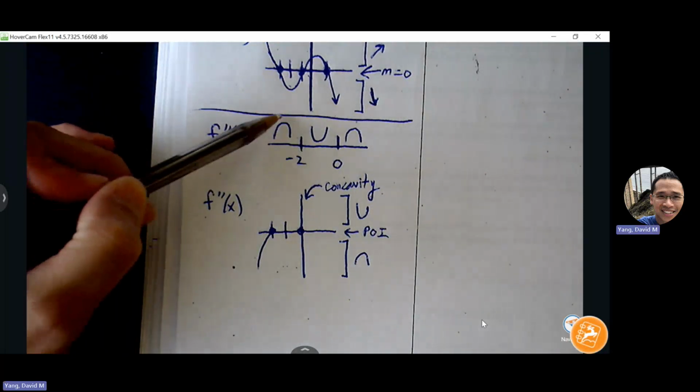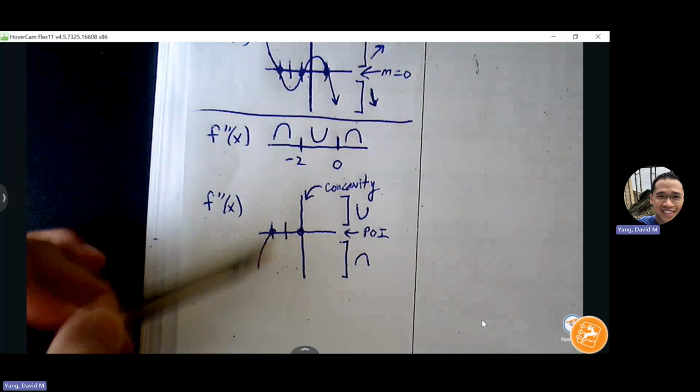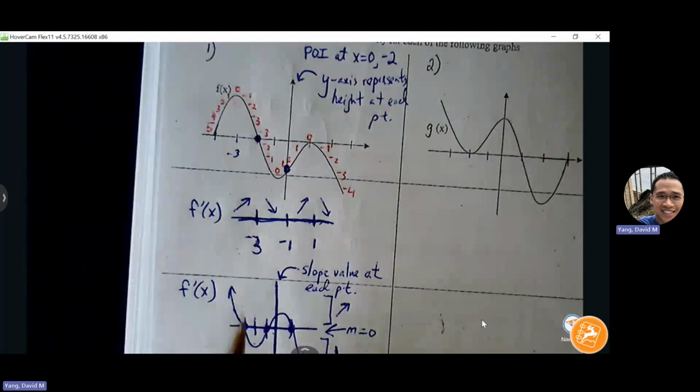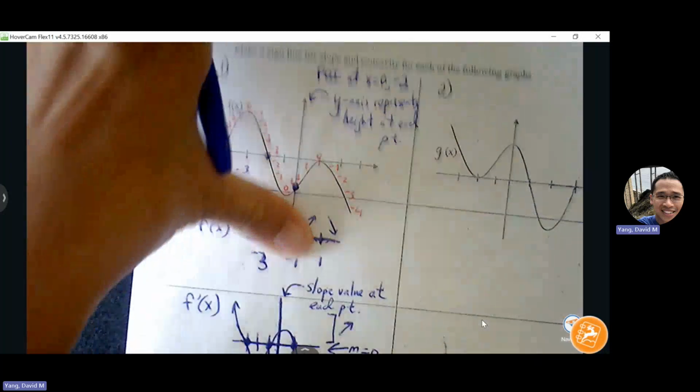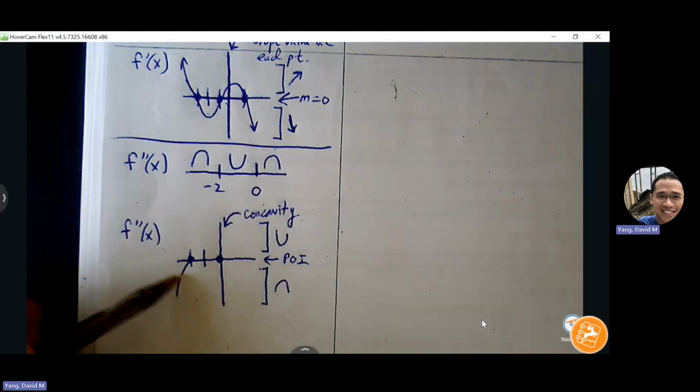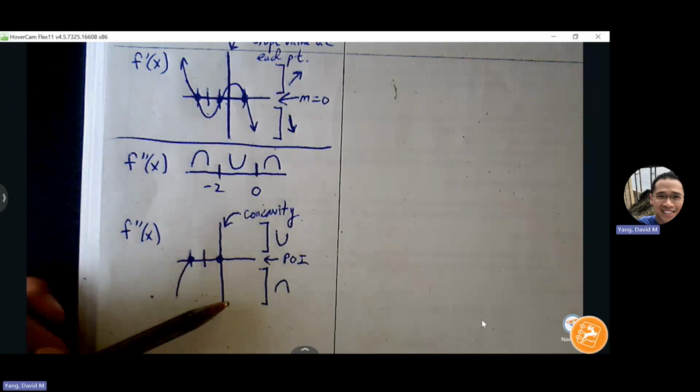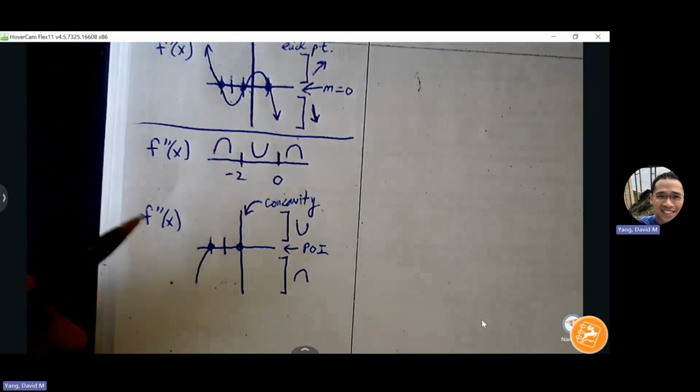Do not worry about the shape of the graph. The shape of the graph is not going to match this. Okay, the shape will match the original graph because that's concave down, concave up. But your shape is not going to match the second derivative because this is defining something completely different. It's not the y value, so the graph will look different.